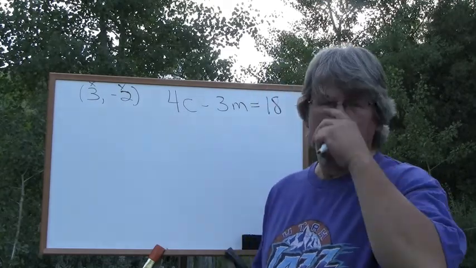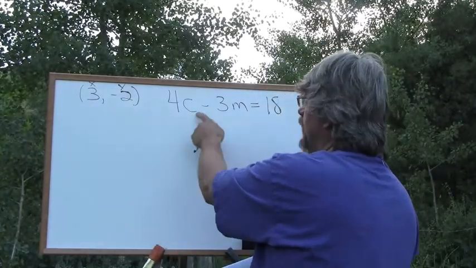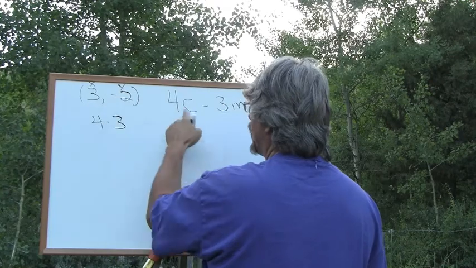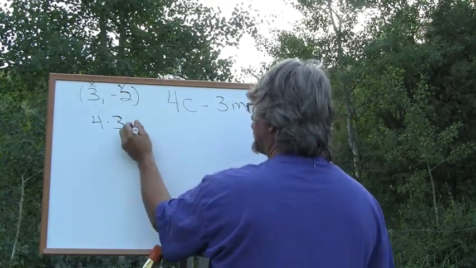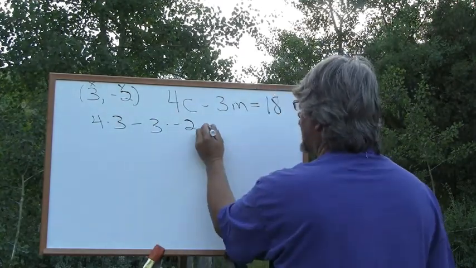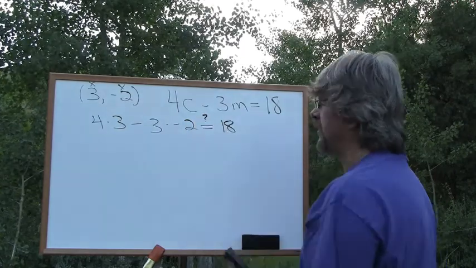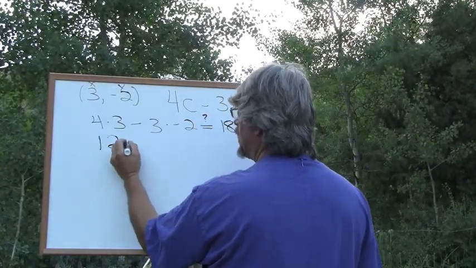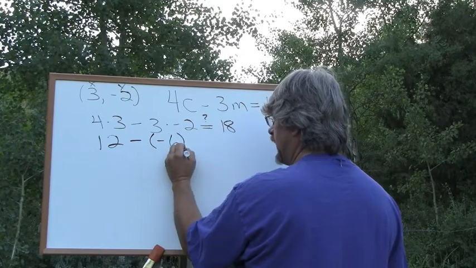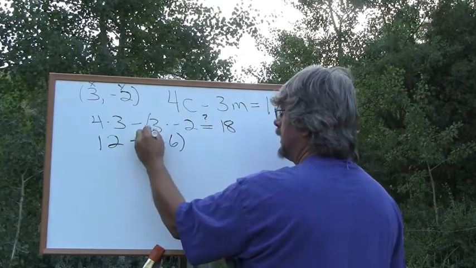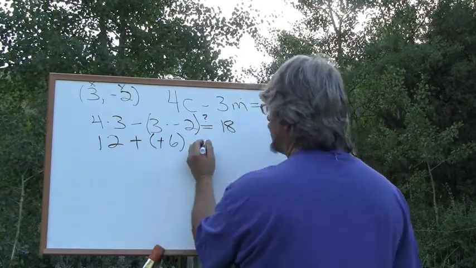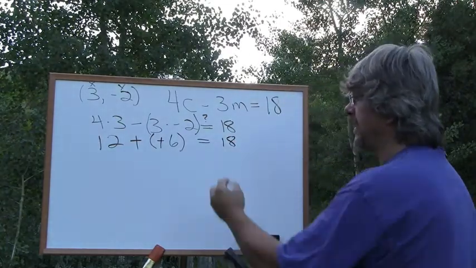You remember the plug and chug. We have numbers, we have variables that we can plug the numbers into, so this becomes 4 times 3, we plug in x for c, minus 3 times negative 2 equals 18. Does that equal 18 is the question. 4 times 3 is 12, minus 3 times negative 2 is a negative 6. We are subtracting a negative 6, so we have a double negative, so we negate the negative, and 12 and 6 indeed is 18. So that's true.